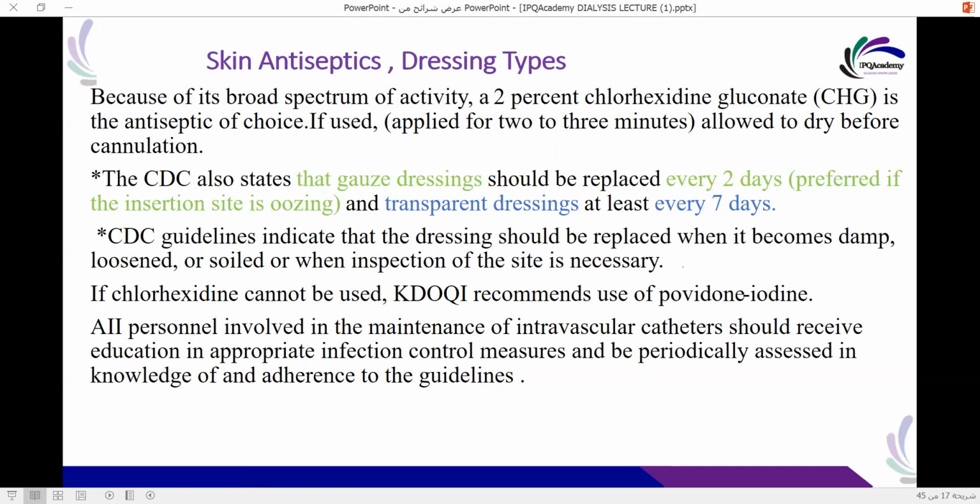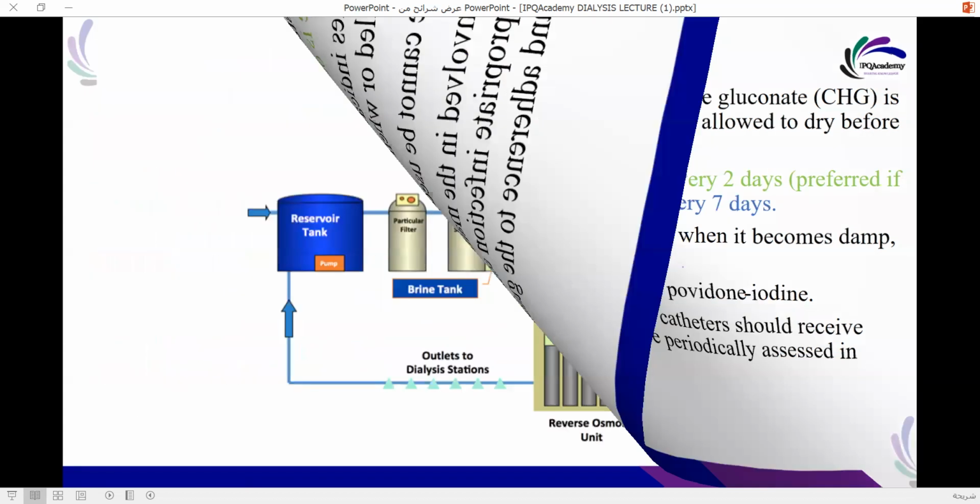It is povidone iodine. All personnel involved in the maintenance of intravascular access should receive education on the appropriate measures of infection control and also be periodically assessed for their knowledge and adherence to the guidelines.